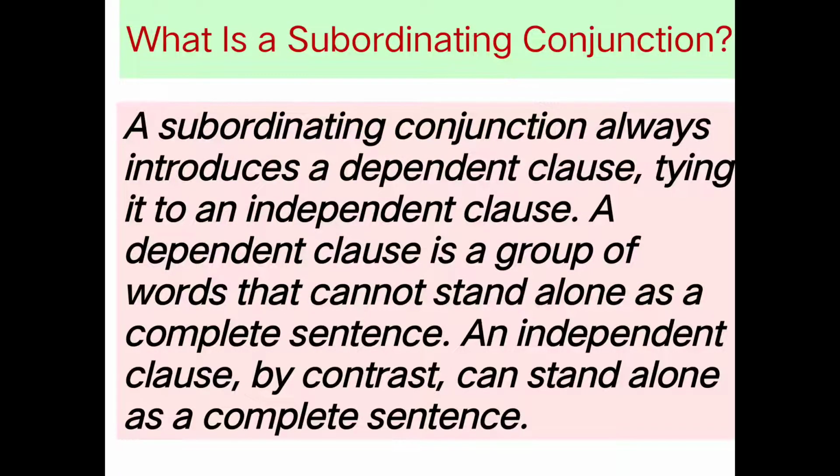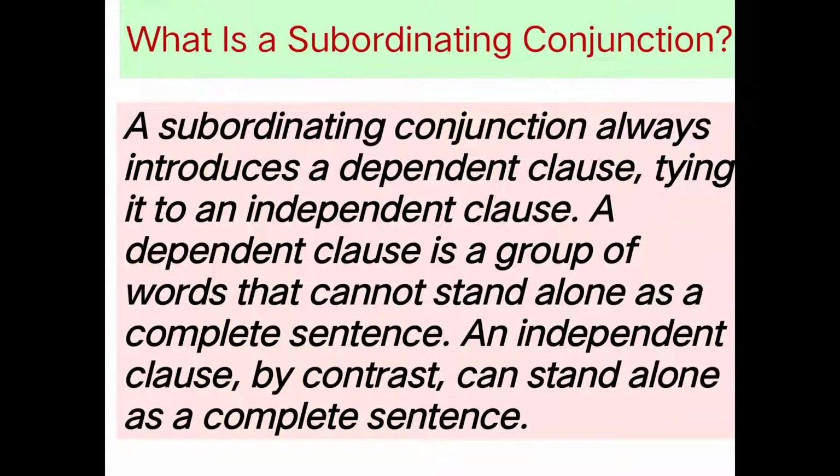Now, today we have to work on subordinate conjunctions. So what are subordinate conjunctions? Subordinate conjunctions always introduce a dependent clause, tying it to an independent clause. Here see two terms, independent clause and dependent clause. A dependent clause is one which is not a main clause, which does not have a complete thought. But an independent clause is that part of the sentence which has a complete thought.